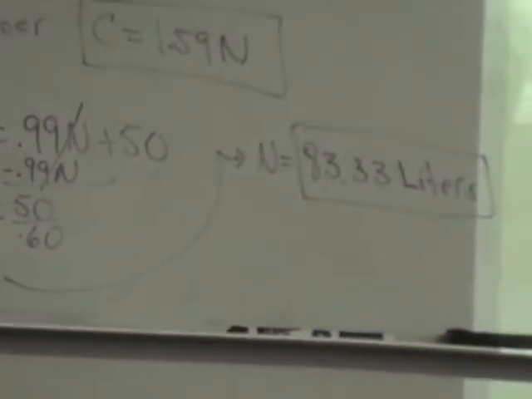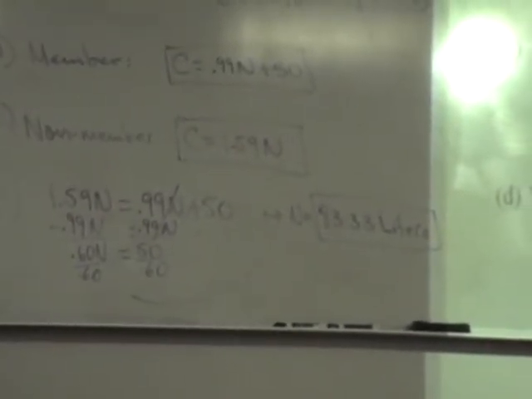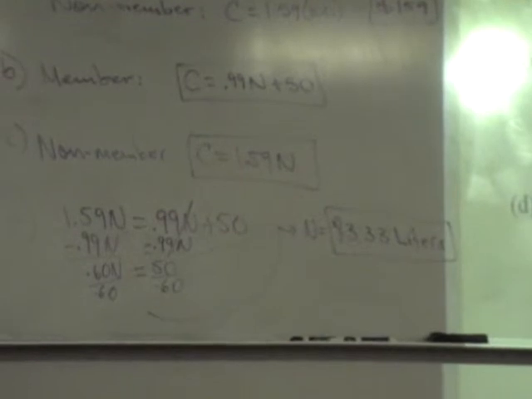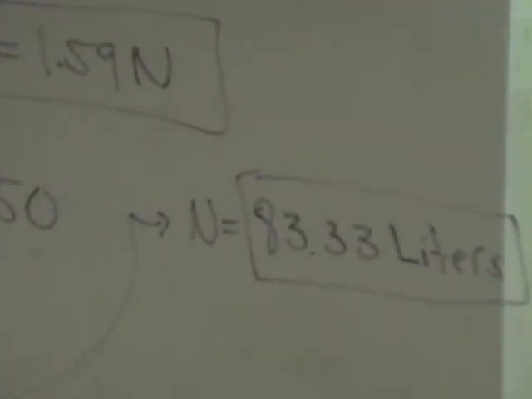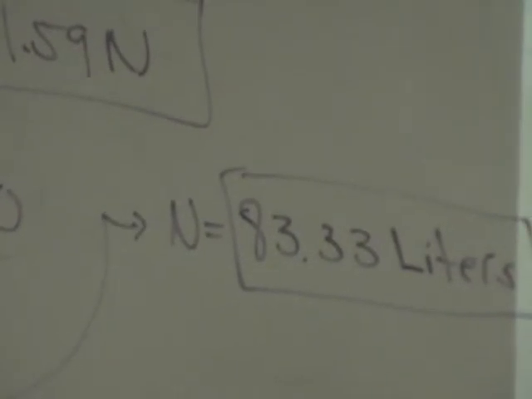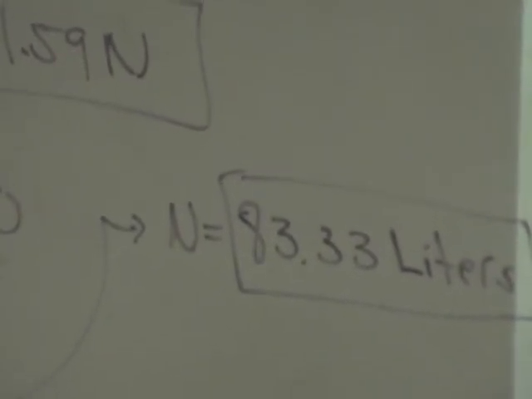What is special about that number again? 83.33 liters. That's when they're going to be equal. That's right. That's when both the members and non-members would pay the same. So if you're a member and I'm a non-member, when we buy 83 and a third liters, actually 83.333, we would pay exactly the same.